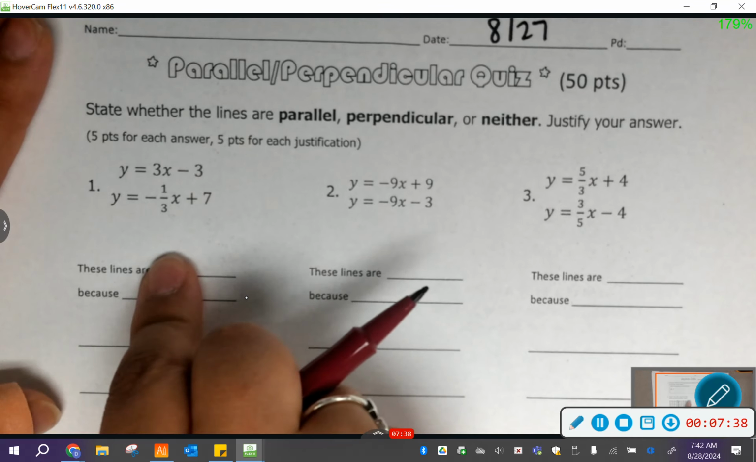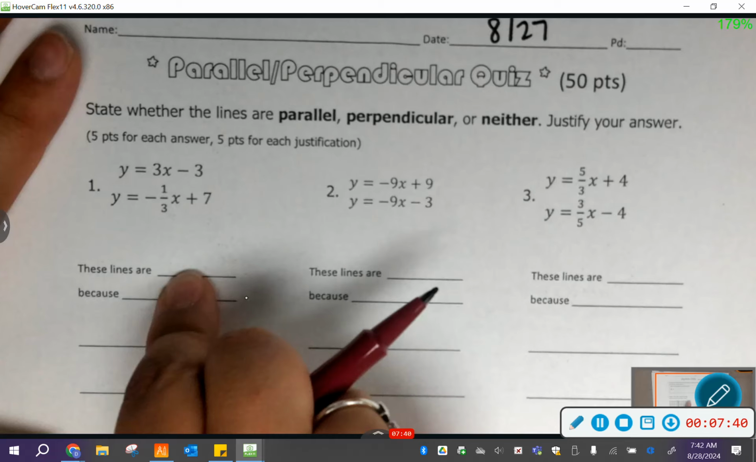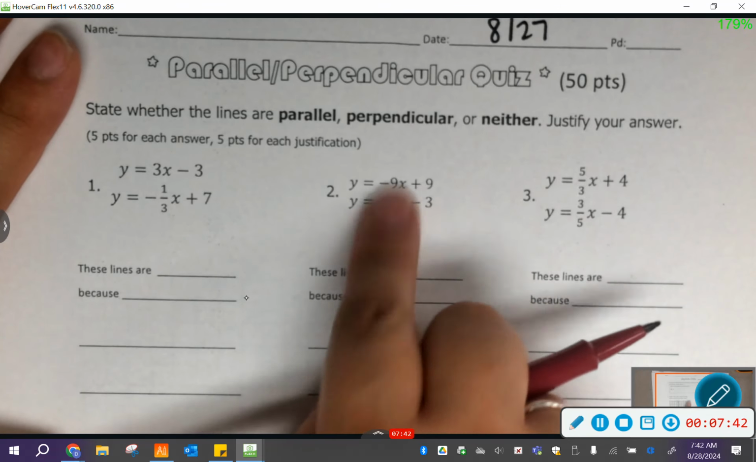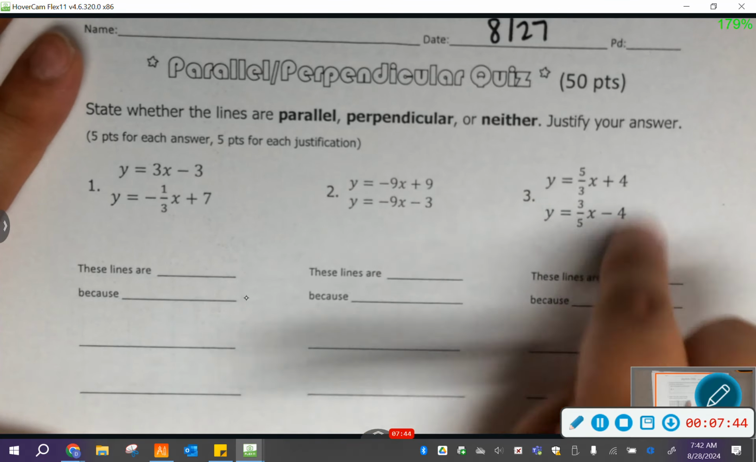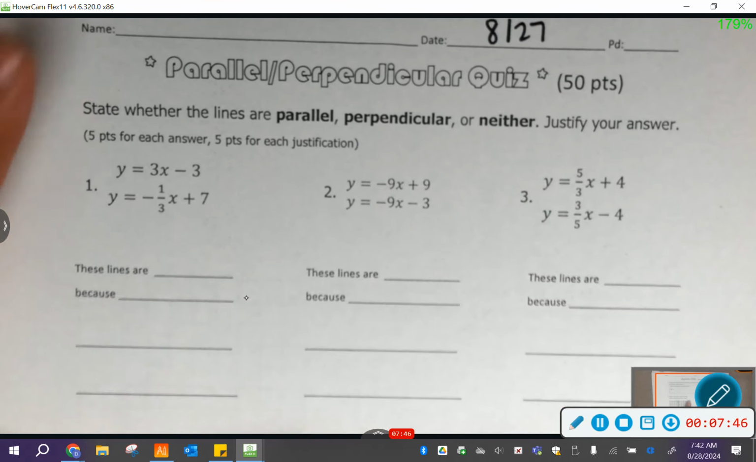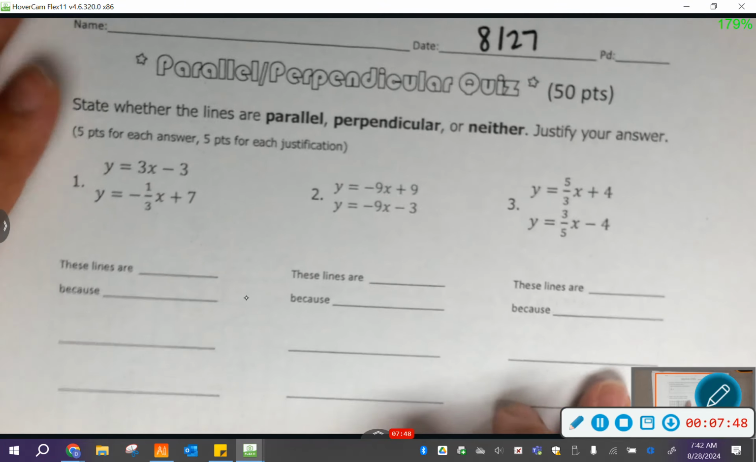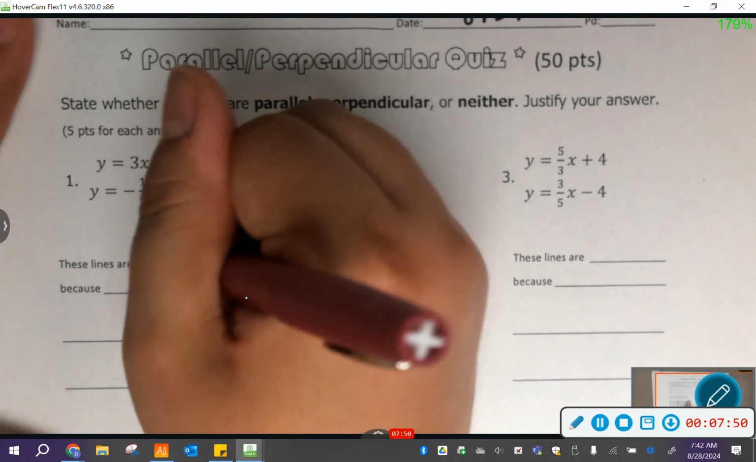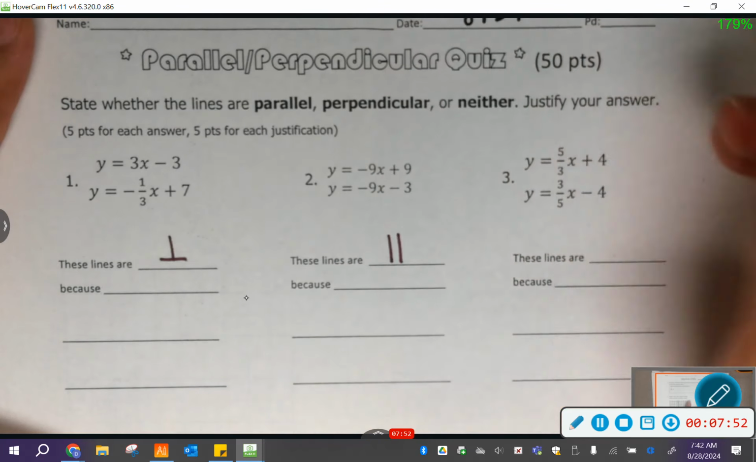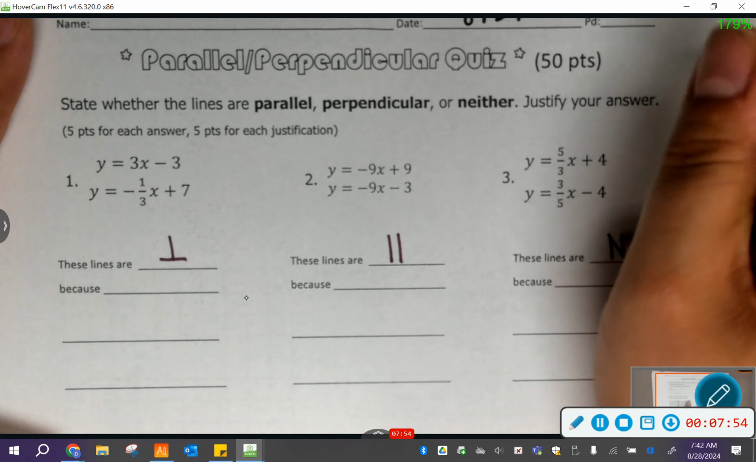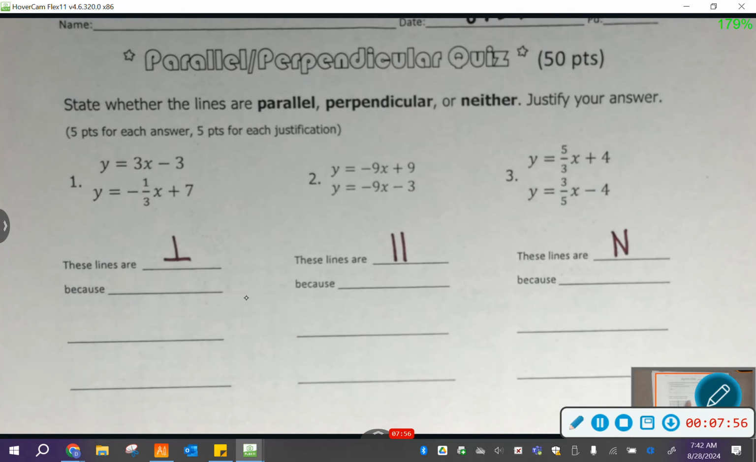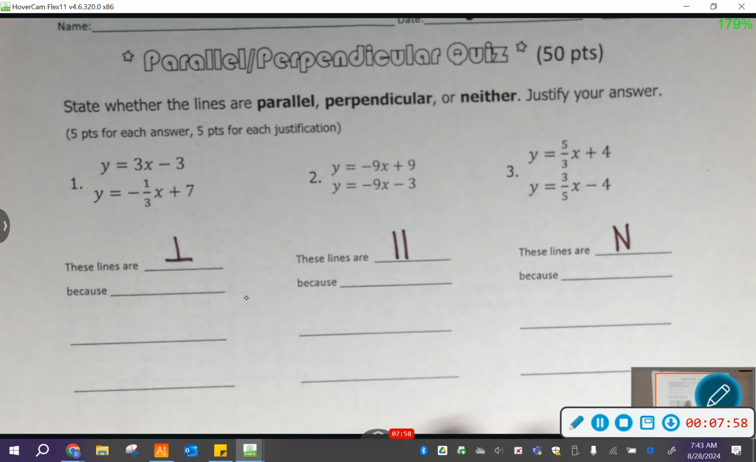It flips and switched the slopes, or it's opposite reciprocal. These are the same slopes. And then these slopes did not turn negative. So this was perpendicular, parallel, neither. Okay. All right, flip over.